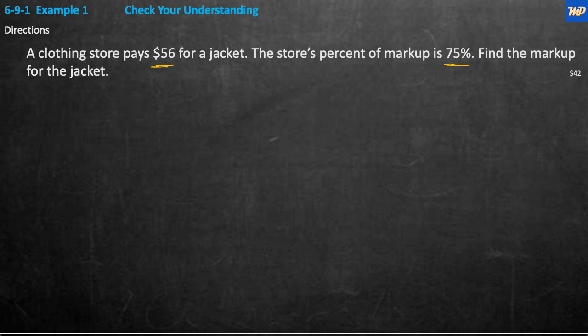Okay, now that we've all come back, we're going to look at this together. It says a clothing store pays $56 for a jacket. The store's percent of markup is 75%. Find the markup for the jacket. Well, just like we previously did, I'll start at this point. I'll say markup. We're doing markups over here. So I'm going to use M again. M equals 75%.